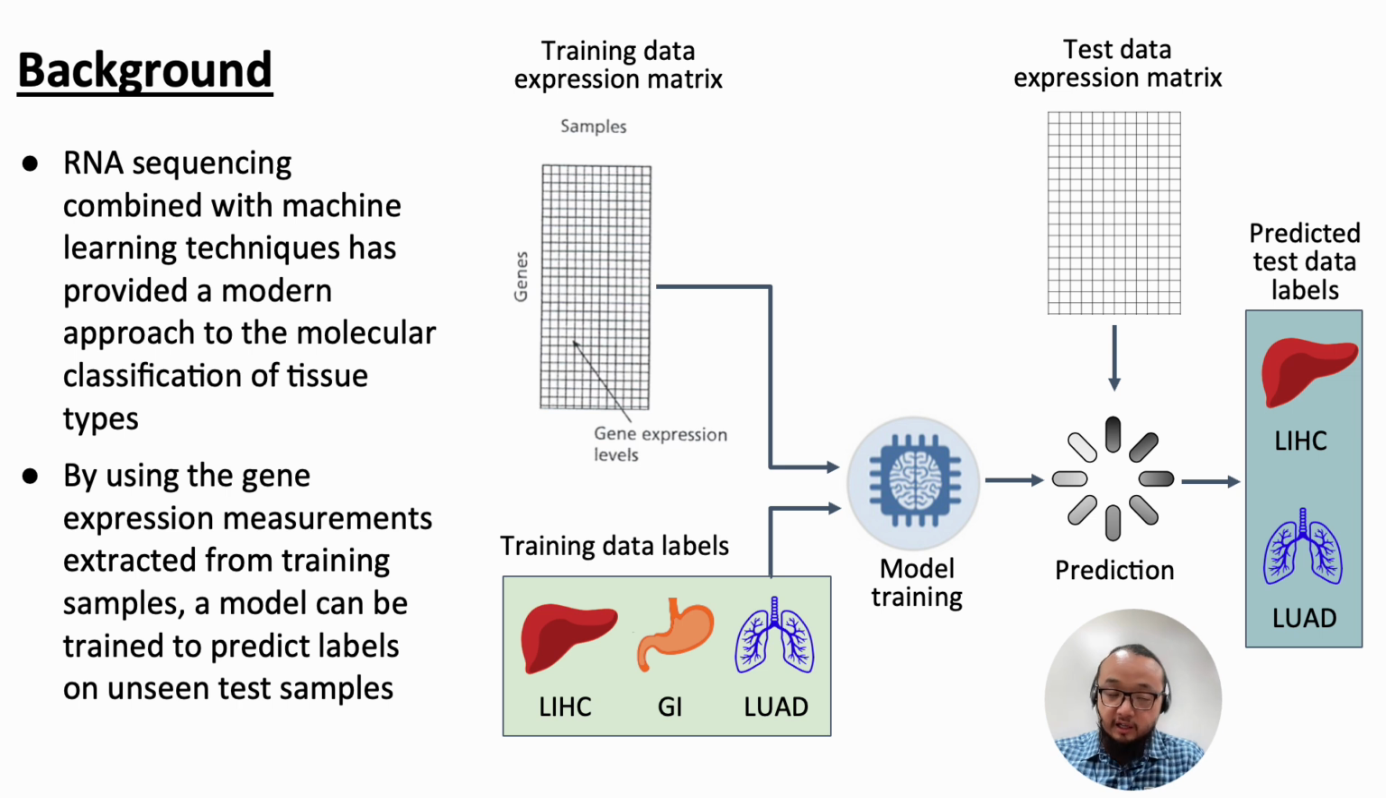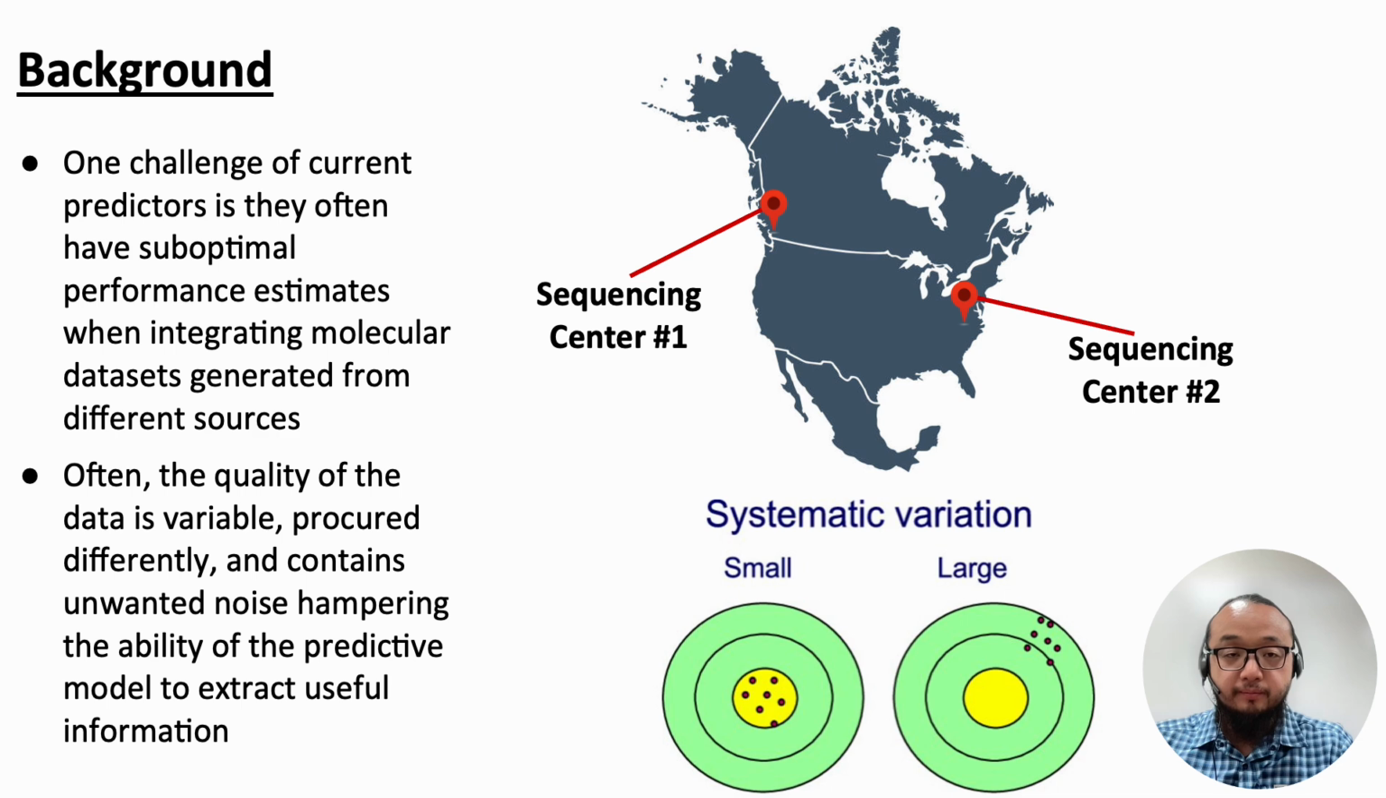In our simplified example, we have 3 labels corresponding to the liver, gastrointestinal tract, and the lung. We first train the model with the gene expression data and known labels of each training sample. Then when we test the model, only the gene expression data of the test set is provided to the model and the test labels are predicted.